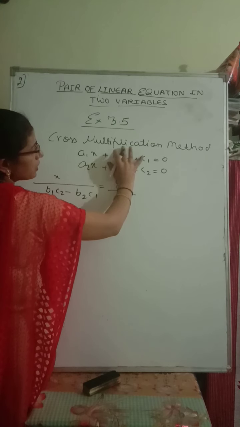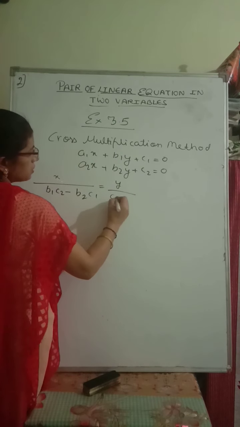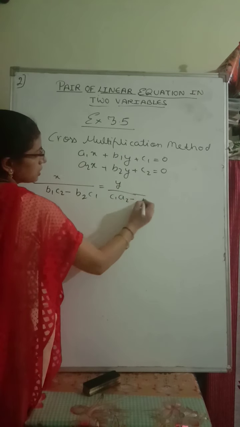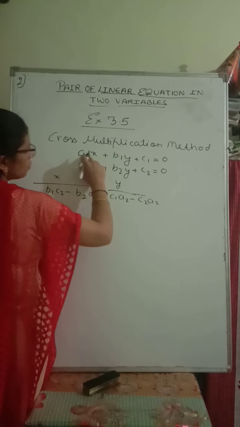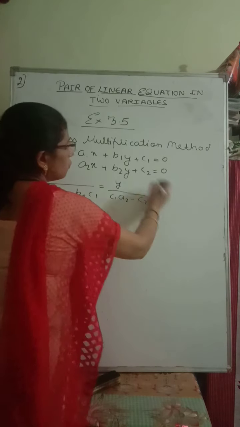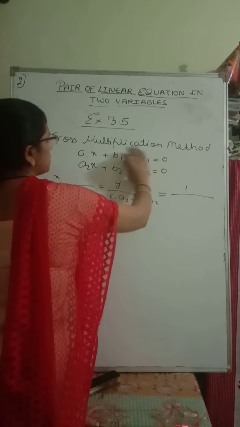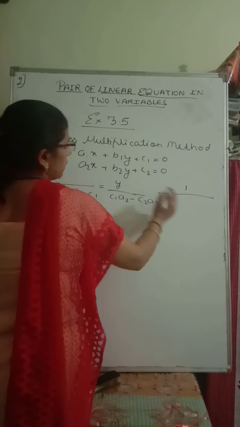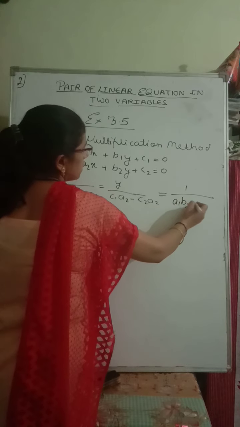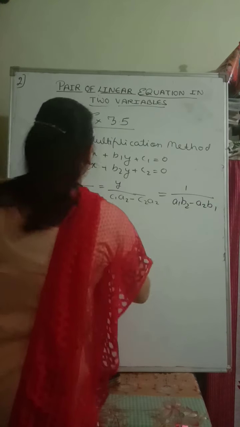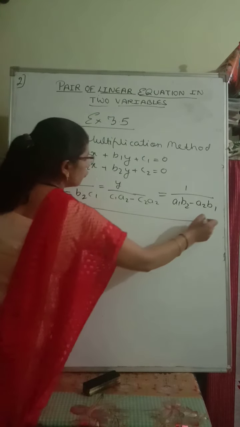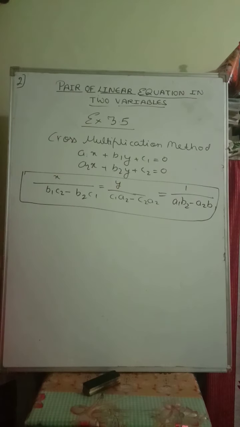Then after y comes c1a2 minus c2a1, then equals to, z is not there, this is constant, so we'll write 1, hide this. Then a1b2 minus a2b1. This is the formula for the cross multiplication method.